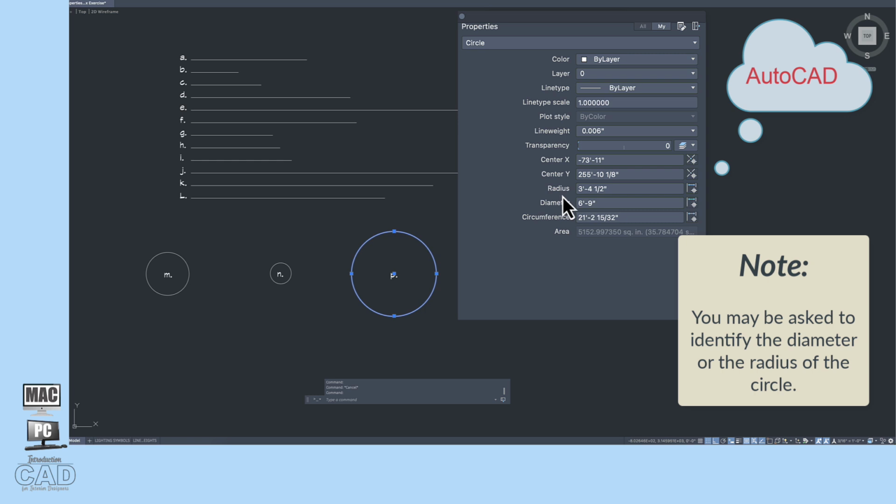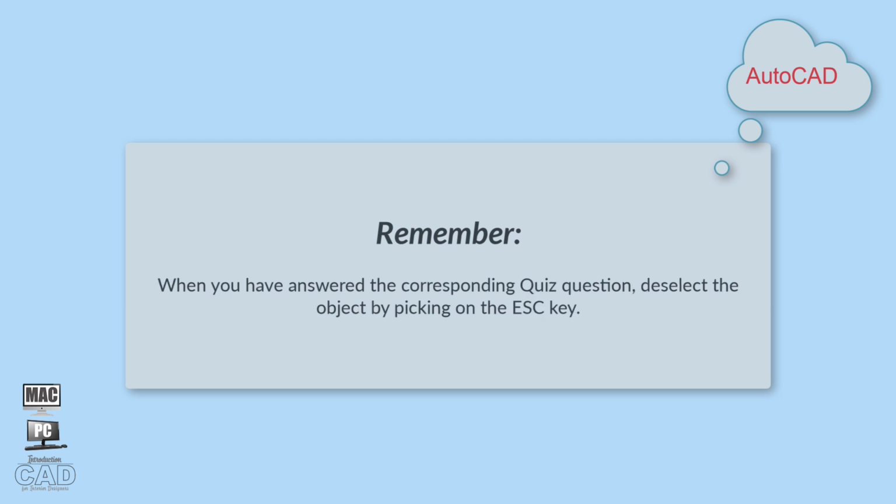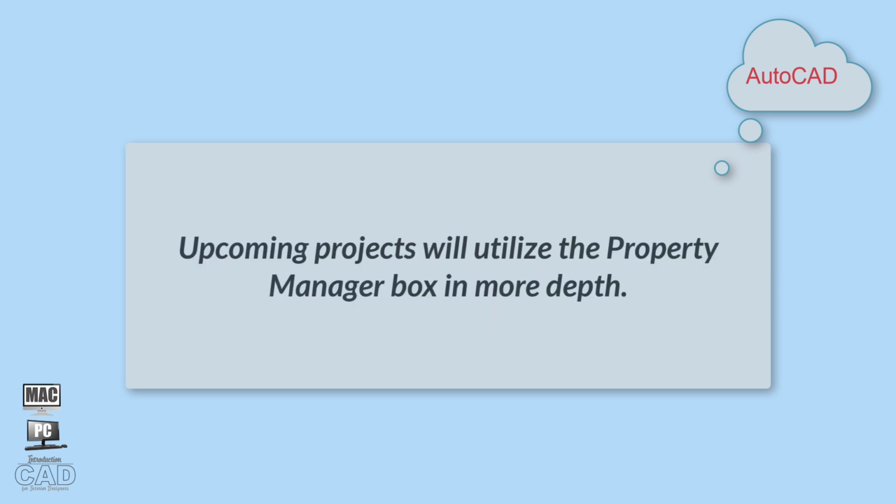When you get to the property of the circles, you may be asked to identify a circle's diameter, or the radius of the circle. Both are listed in the Properties box if the circle is selected. Remember, to use the Properties box, you can only have one object selected at a time. When you have answered the corresponding quiz question, deselect the object by picking on the Escape key. We will learn more about the utility of the Properties dialog box in upcoming lessons.